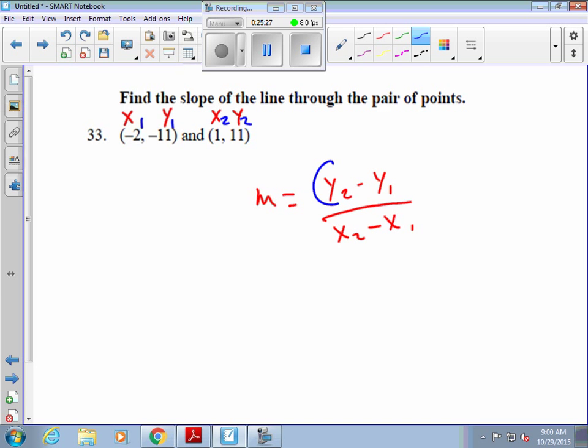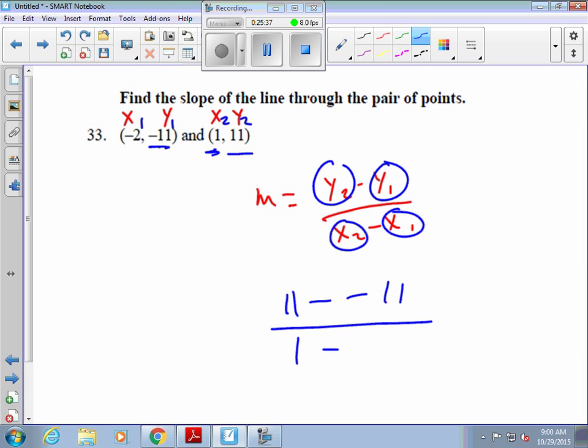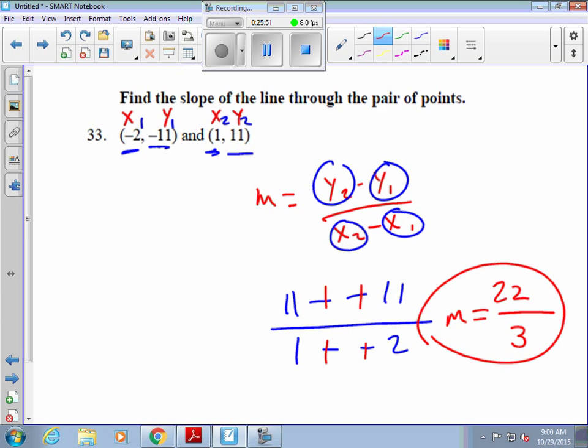So y sub 2, 11 minus y sub 1, that's this, negative 11, over x sub 2, that's this, 1, minus x sub 1, negative 2. Minus a negative means plus a positive. 11 plus 11 is 22. Minus a negative again means plus a positive. 1 plus 2 is 3. There's no number that goes into both of these. So your slope is 22 over 3.